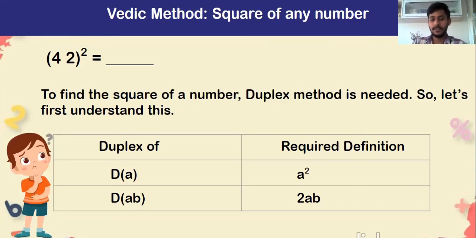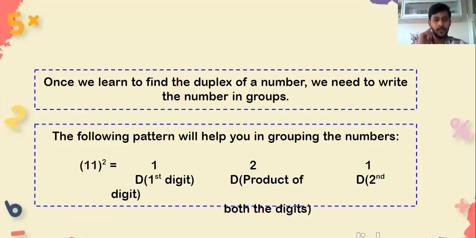These are the steps to find the square of the number. We will look at another example, that is the square of 11. How will we find it? We will find the duplex of a by squaring the number a. Here a is 1, so the square of 1 is always 1. So our first digit of the answer will be 1.